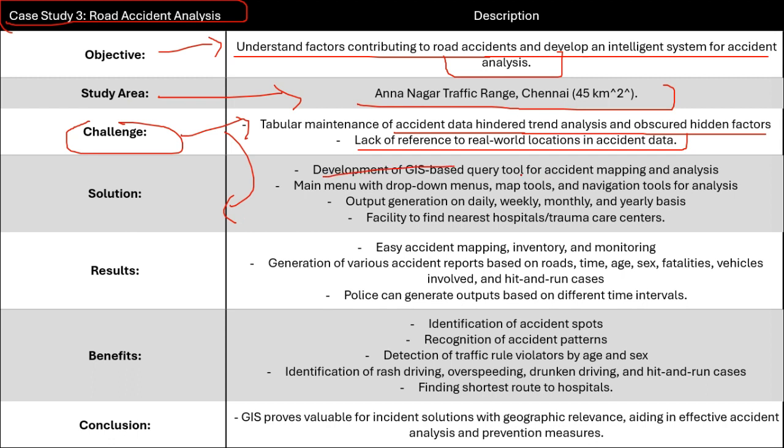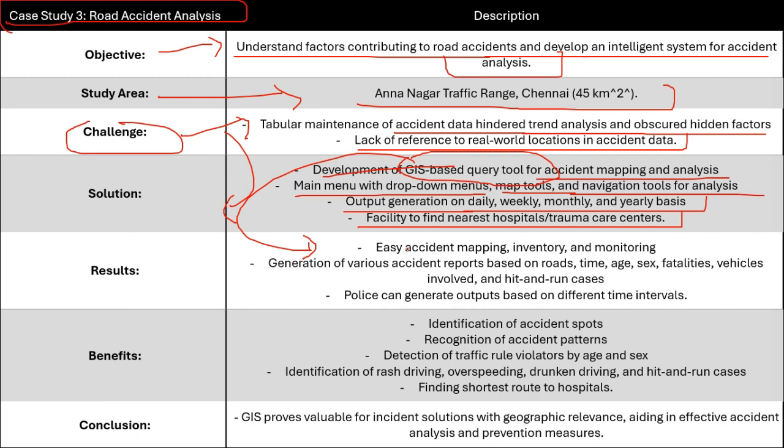To develop a GIS based query tool for accident mapping and analysis, with a main menu with drop down menus, map tools and navigation tools for analysis, output generation on a daily, weekly, monthly and yearly basis, and a facility to find the nearest hospital and trauma care centers. So when we develop a GIS based query tool, what results can we get from there? Early accident mapping, inventory and monitoring, and generation of various accident reports based on roads, time, age, sex, fatality, vehicles involved and hit and run cases. Police can generate outputs based on different time intervals.